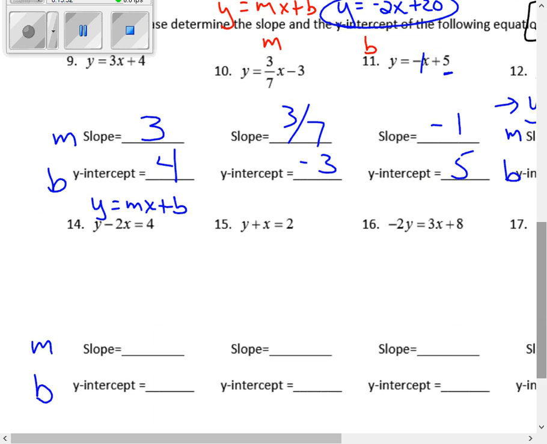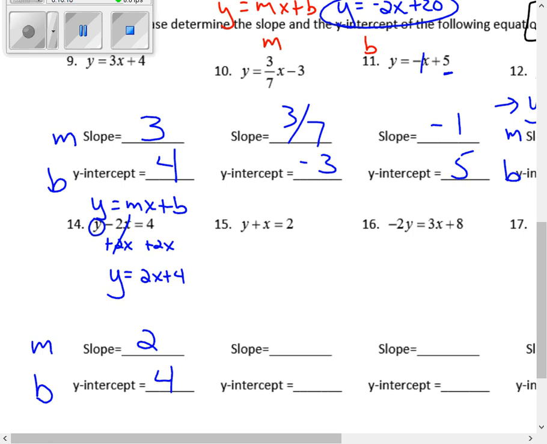So number 14, to get the y alone, I have to get rid of the negative 2x. Okay, so y equals cancel. I'm sorry, y cancel, then the equal sign. And I'll put it in a nice order. The 2x is positive. It's still positive in my final line here. And the 4 is positive. The slope is 2. My y-intercept is 4.